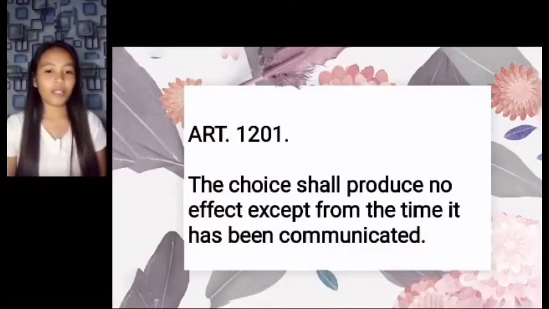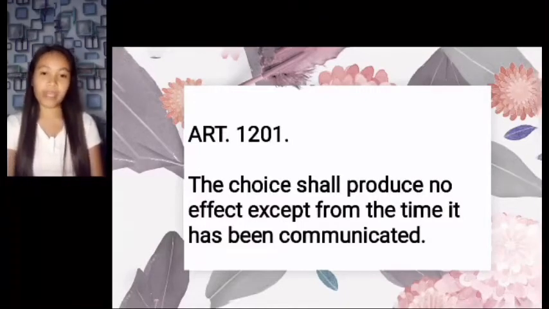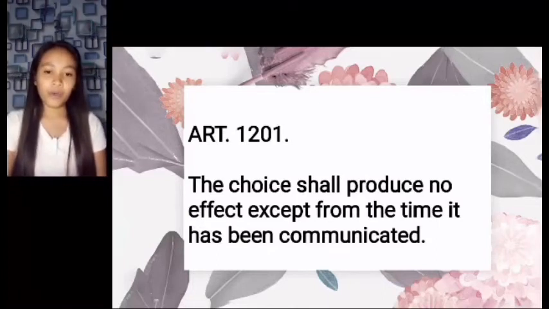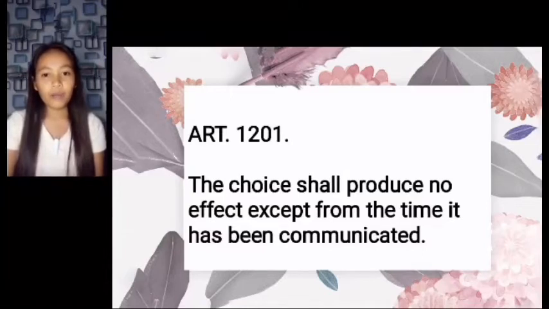Good day to all, I am Sheila Marie Chu, and I am going to present Article 1201. Article 1201 says that the choice shall produce no effect except from the time it has been communicated. So, it simply says that the choice has no effect until both parties are communicated, and the obligation will remain alternative. For example, I am the debtor, and I choose a car to deliver to the creditor without giving any notice or communicating with her. Then, the obligation will remain alternative.